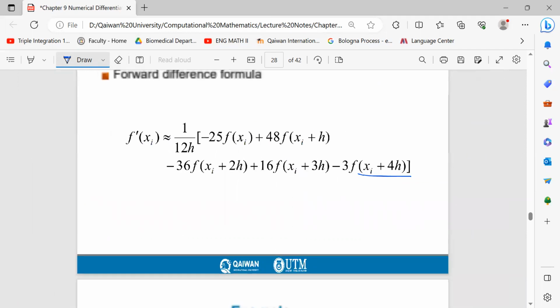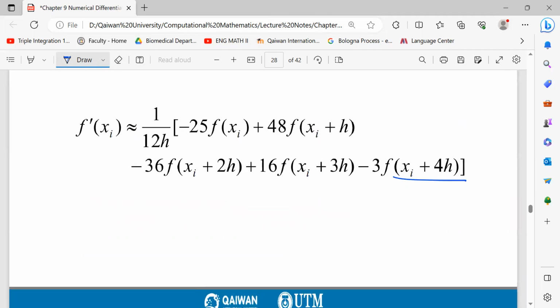Okay, just using the formulas. The formulas are going to be given during exams. So what you do, you just need to put the values into the formula.